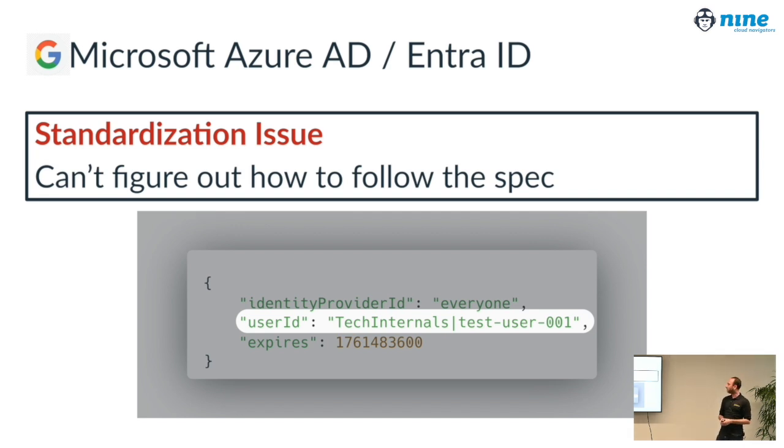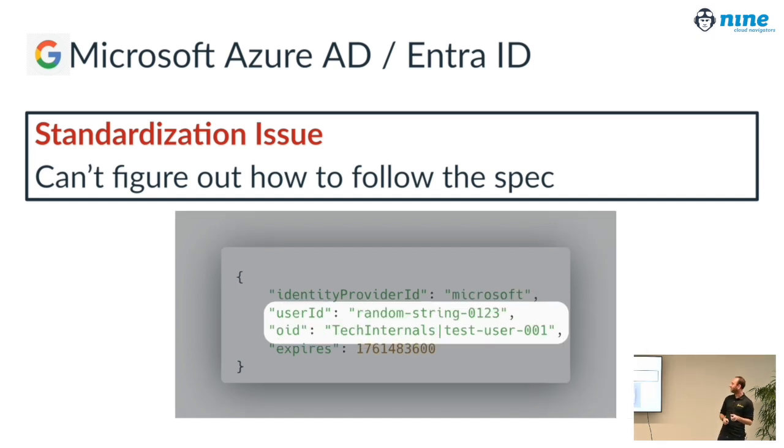Most providers will put the user ID in some obvious property in the JWT. Microsoft said, you know what? We've got a genius idea. Let's create a new property called OID and stick it in there instead. And in the user ID property, we're just going to stick a random string. Genius.